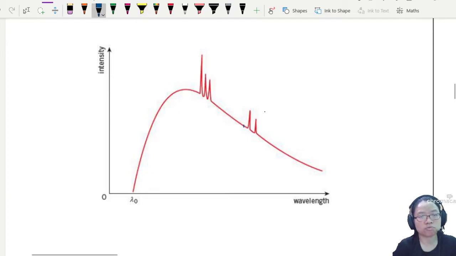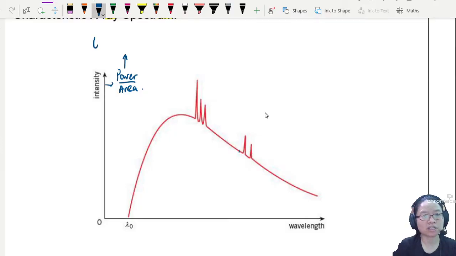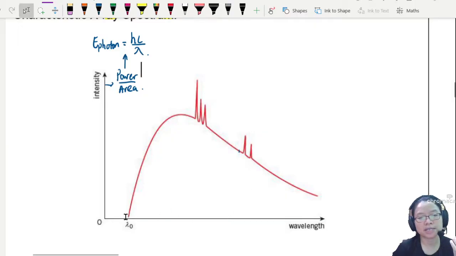But in case you've forgotten what intensity is for a wave, this is power per unit area, which has something to do with the amount of energy that comes out. Because power is related to energy, and the energy that we care about here is the energy of a photon, which can be calculated using the equation hc over lambda. So this tells me that the smaller the lambda, the greater the energy.